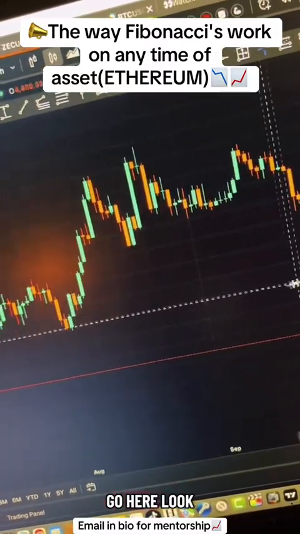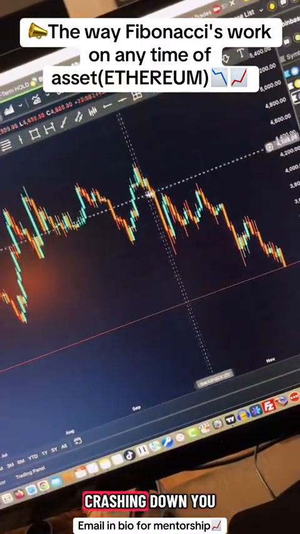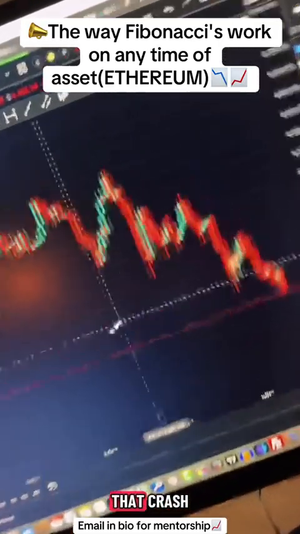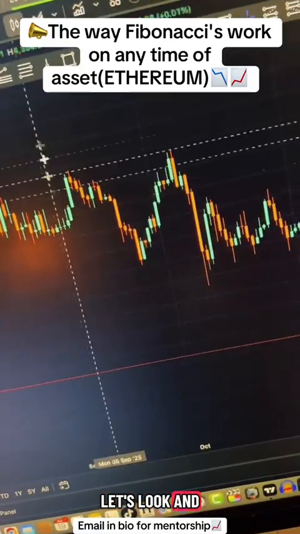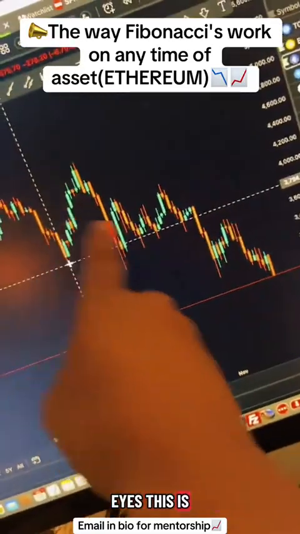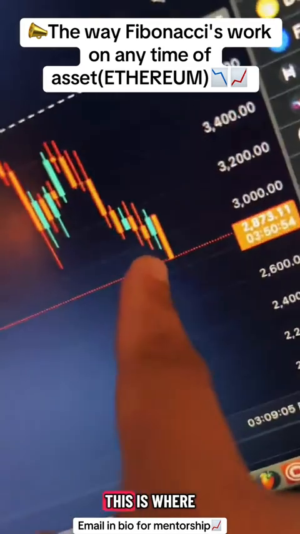Okay, so let's just go here. Look, this is Ethereum crashing down. You see it? Look at all that crash. So let's go here and look and see right here with our own eyes. This is happening right now. This is where we are right now.